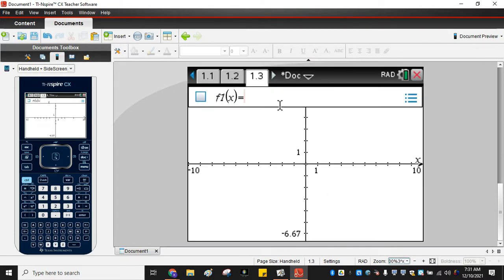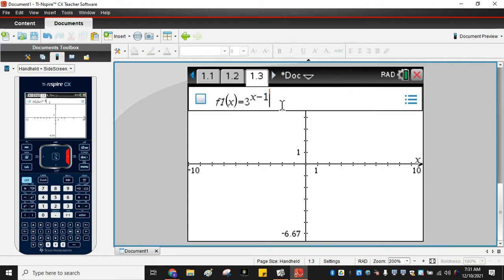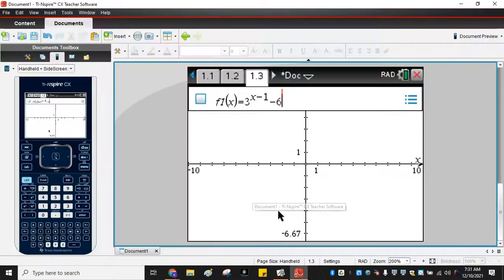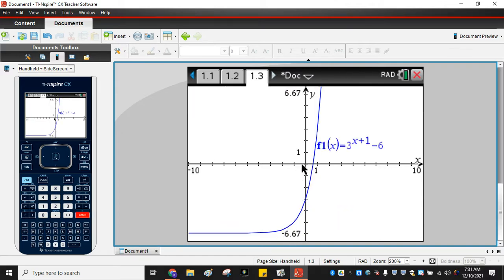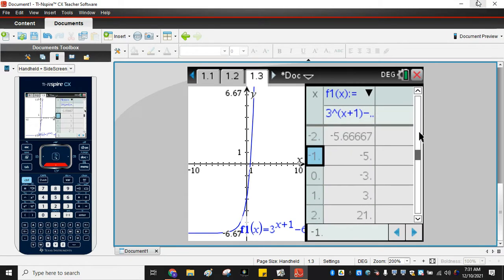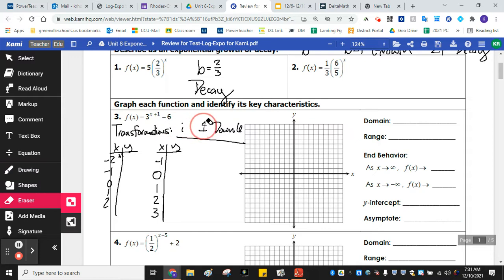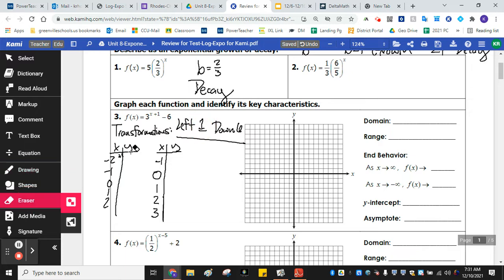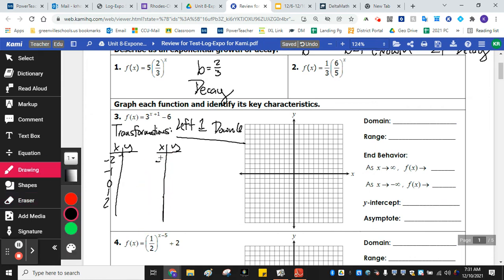So I said right 1, down 6. Wait. Up. It's left 1. Oh, I'm sorry. Try this again. Left 1. So I should subtract 1 from my x's. So that gives me -3, -2, -1, 0, 1.